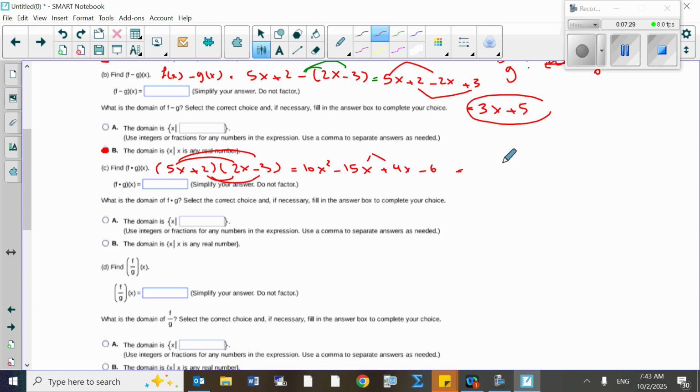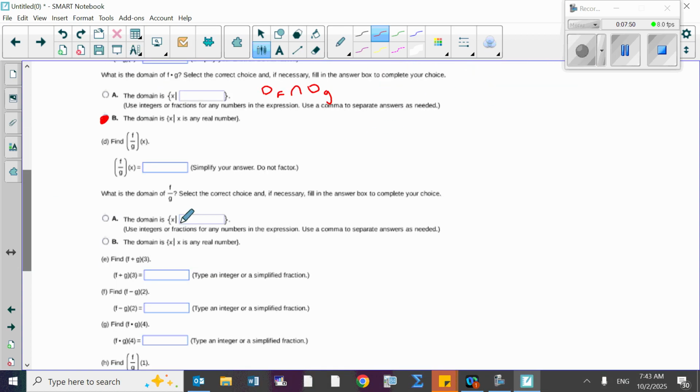Now combine these two like terms. This will be 10x squared minus 11x minus 6. So that's the function. Domain is again the same thing, all real numbers, because that's also domain of f intersection with domain of g. Now next one, f divided by g.